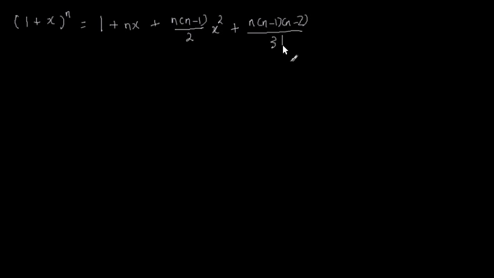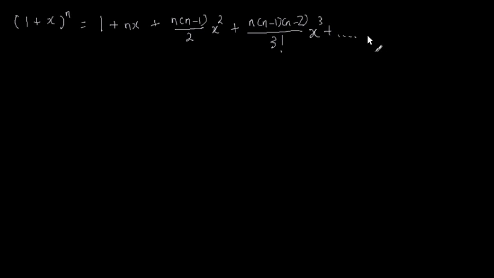So the formula, which I've written out 2 videos ago, is (1 plus x) to the power of n is equal to 1 plus nx plus n(n minus 1) over 2 factorial, times x squared, plus n(n minus 1)(n minus 2) over 3 factorial, times x cubed, plus dot dot dot. Remember that n is a whole number.